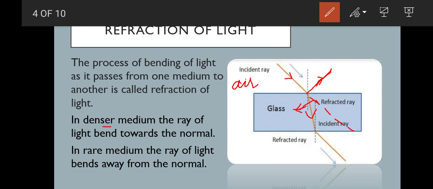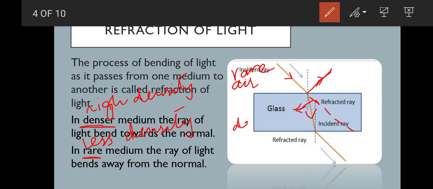What is meant by denser? From the word you can guess that denser means a medium with high density, and the word rare means a medium with less density. From the figure you can see that air is a rare medium and glass is a denser medium. Why? Because glass is a solid, it is more dense as compared to air. So air is a rare medium whereas glass is a denser medium.